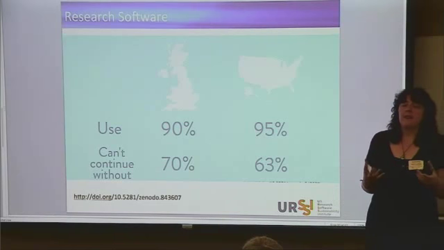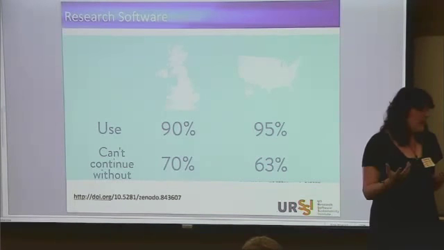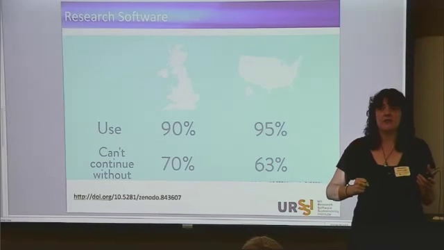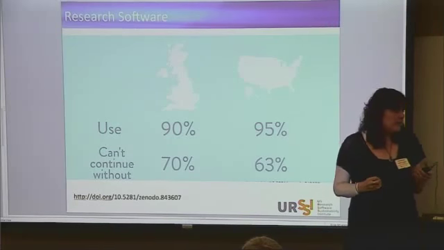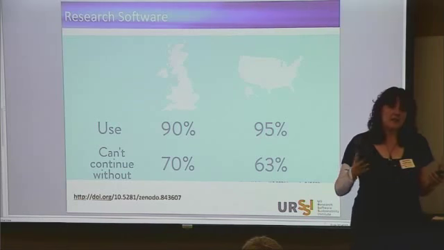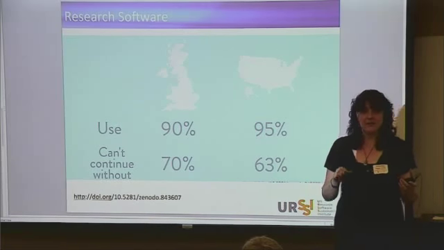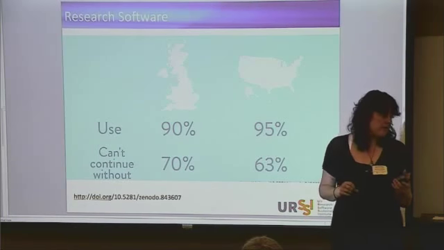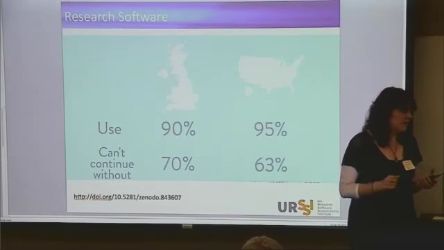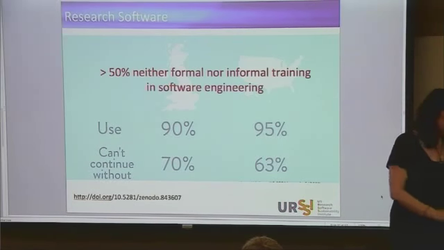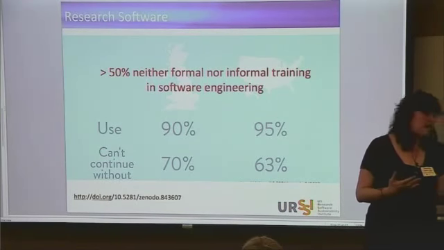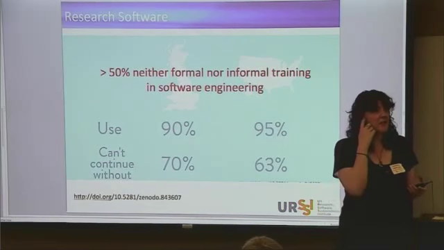So if we look at research software, which is also a big part of research facilitation, there was this survey in the UK and in the US. 90% of the researchers in the UK said yes, we use research software, and 70% even said we can't continue without it. In the US, 95% said yes, we use research software, and 63% said we cannot really continue without it. But over 50% have neither formal nor informal training in software engineering.